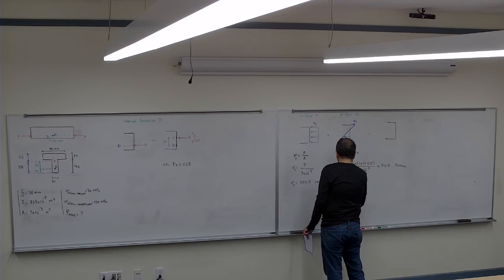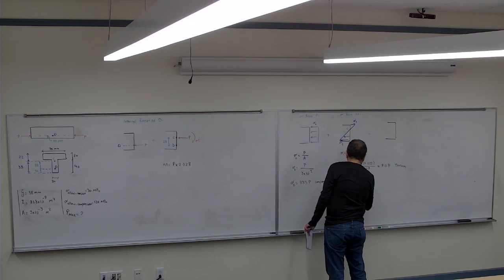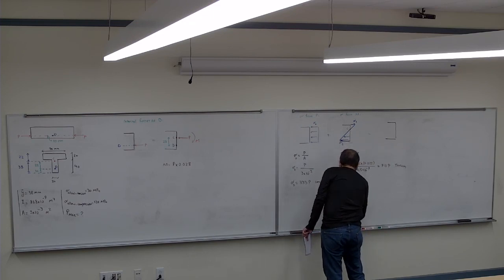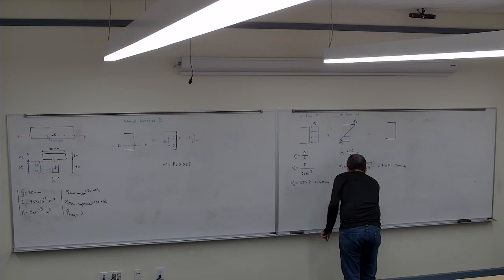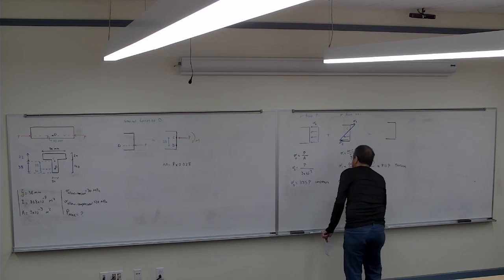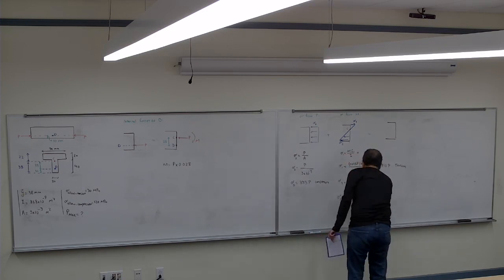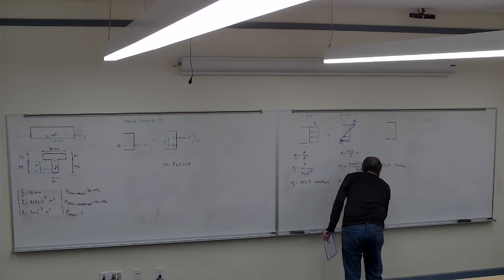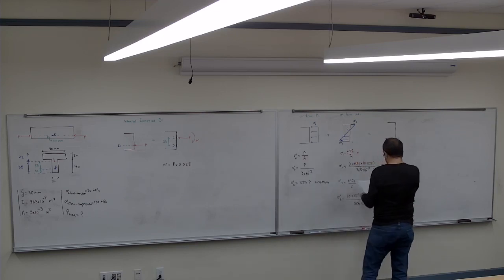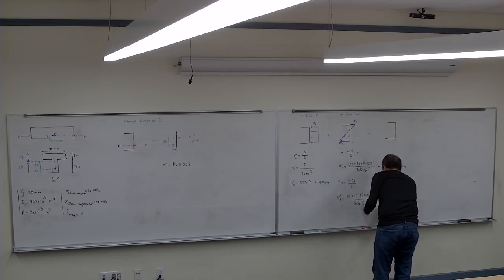Sigma 2, we got MC2 divided by I, so sigma 2 would be, again, 0.028P, that's the moment, and the C for the bottom, which is 38 millimeter, divided by I, which would be 1226P compression.